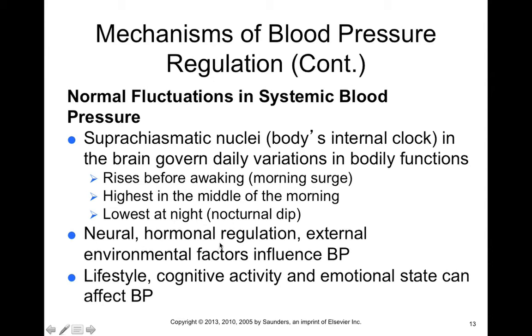Now, there are neural, hormonal, and external environmental factors that can also influence blood pressure. Things like lifestyle, cognitive activity, and emotional state can affect blood pressure. If someone's excited or relaxed, that could affect the blood pressure in that particular moment in time. So in order to get the most accurate reading of someone's blood pressure over the course of a day or in their lifetime, what we want to do then is take more than one reading. Their current cognitive or emotional state can influence their blood pressure, and by taking multiple readings, you get a more accurate sense of what their mean pressure is over a period of time.